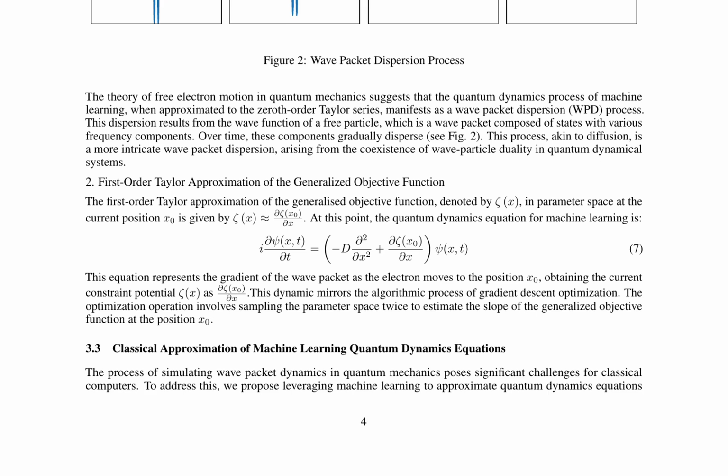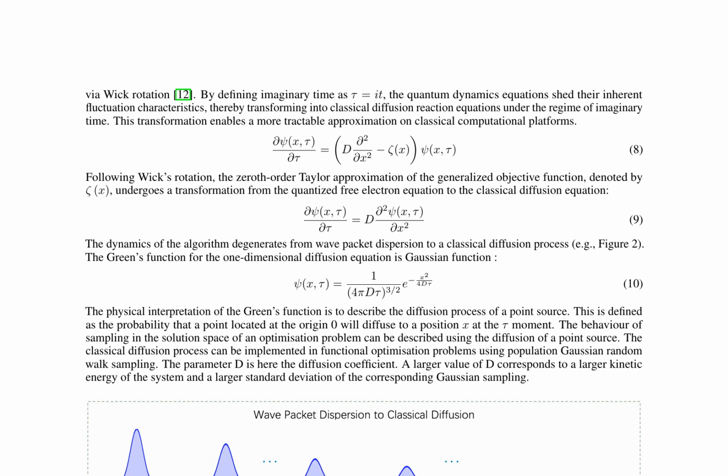Ultimately, the authors propose leveraging machine learning to approximate quantum dynamics equations, given the challenges of simulating wave packet dynamics in quantum mechanics using classical computers. The transformation of quantum dynamics equations into classical diffusion reaction equations via Wick's rotation enables tractable approximations on classical computational platforms. Specifically, the zeroth-order Taylor approximation of the generalized objective function zeta(x) is shown to transform from the quantized free electron equation to the classical diffusion equation. This transformation leads to a degeneration of the dynamics from wave packet dispersion to a classical diffusion process, as illustrated in Figure 2.